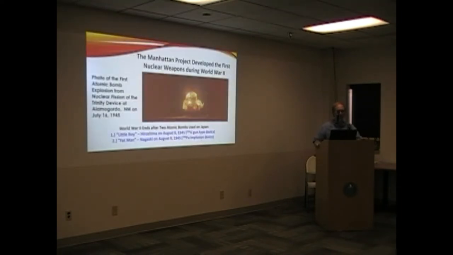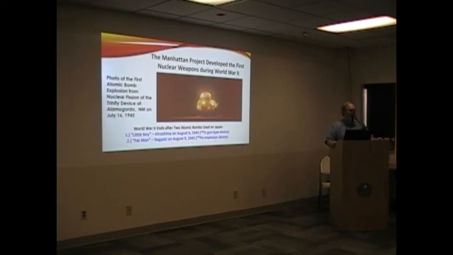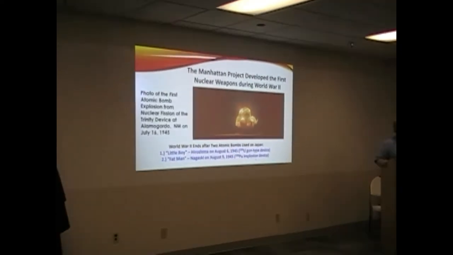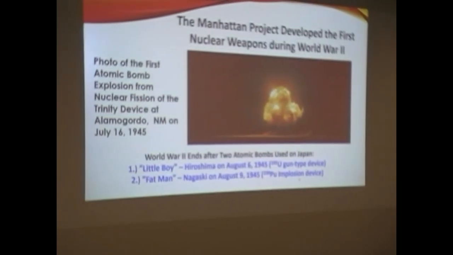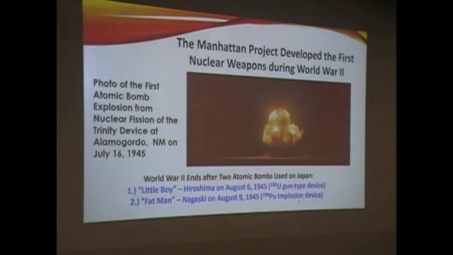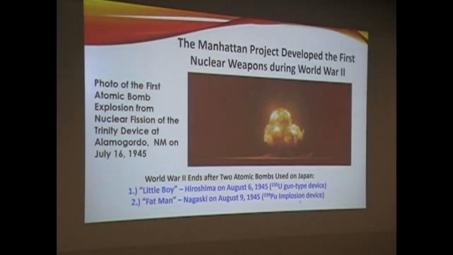Okay, so we're going to start. The Manhattan Project in World War II developed the first nuclear weapons. And the photograph you see is the first detonation of an atomic bomb that took place in Alamogordo, New Mexico on July the 16th, 1945. And it was called the Trinity device.